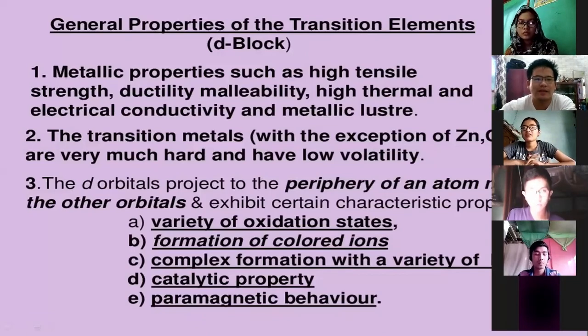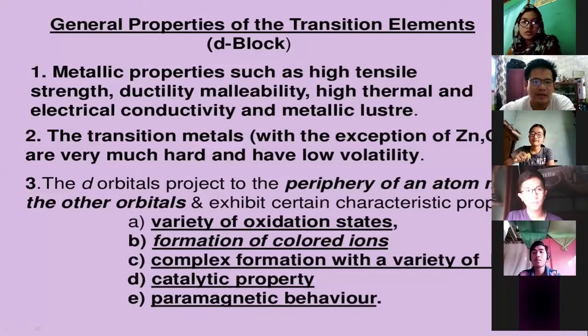Okay. Then electrical conductivity, high thermal value, and shiny character, like gold, silver, platinum. These are the important characters which we are going to study. They are very hard and good metals. Transition elements are mostly metals.